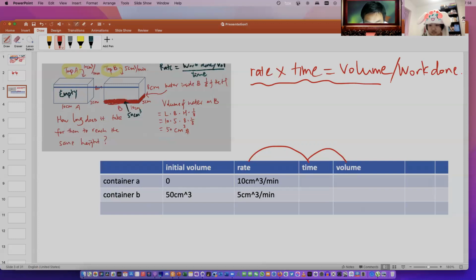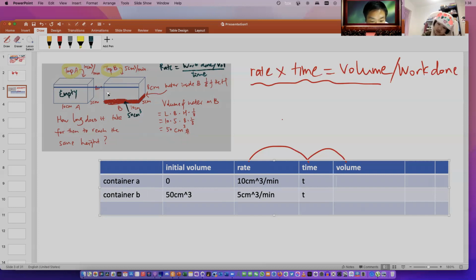So after some time, the question asks how long. So that means the question is asking the time. If we need to find the time, let's say I assume after t minutes, the volume of these two containers A and B will reach the same height. Same height means same volume. Am I right or not?